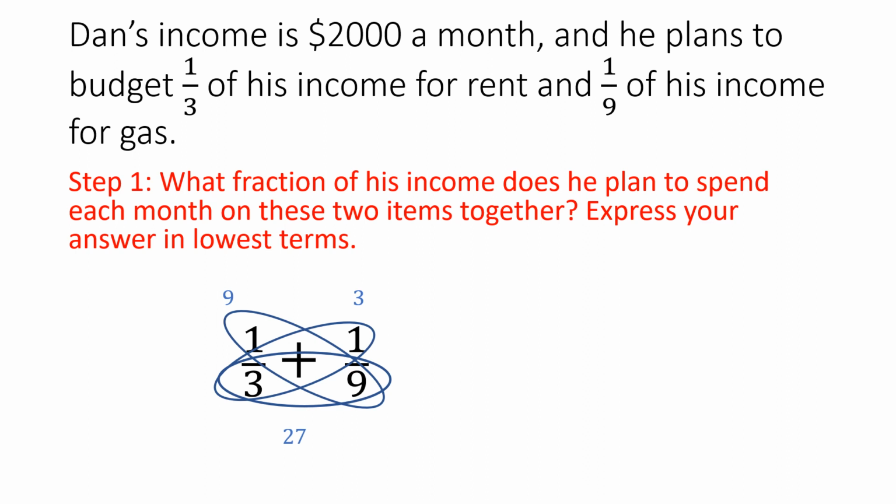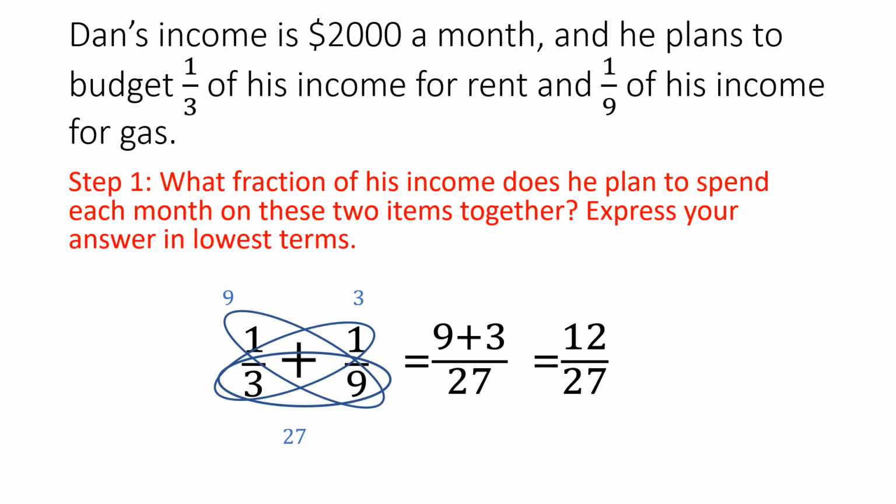Then my next step is to rewrite the problem with everything that I just found. So it's going to equal 9 plus 3. Those are the two numbers that I'm going to be adding on top. And then the denominator is going to stay 27. This isn't my final answer. I need to actually do the addition. And so 9 plus 3 is going to give me 12 over 27.